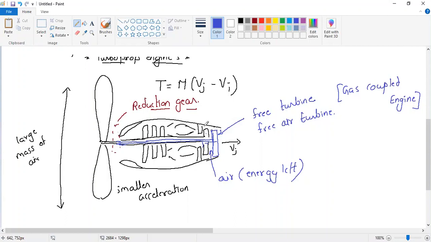We have got a starter, no beta. See, when initially we rotate, for every engine, remember, initially we have got a starter. So initially the core engine inside will start to rotate. Once the core engine starts to rotate, it will start sucking the air. As the air comes over here, it will rotate the free air turbine, that will rotate the propeller.